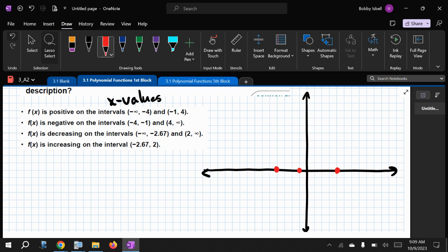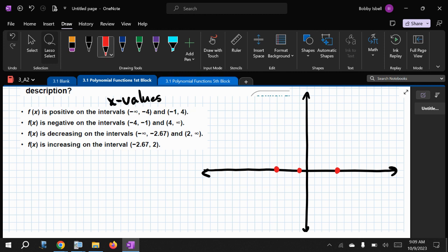It says f of x is decreasing on the intervals from negative infinity to negative 2.67. So that means it's going down from negative infinity. We're decreasing until we get to the x value of negative 2.67. Where's negative 2.67? Here's negative 2. Negative 2.67 is about there. Do we know the y value that goes with that? We don't. But where do we know it has to be?